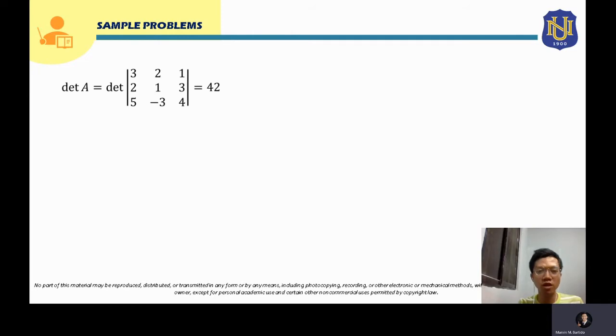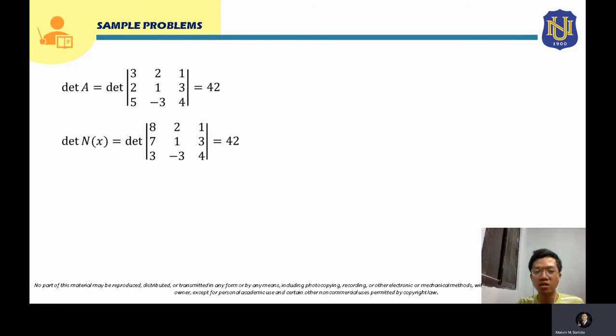So for the determinant of A, we just have to solve for the determinant of coefficient matrix A. So this is our coefficient matrix A. Solving this using the basket method, we can use the basket method since this is a 3 by 3 matrix. So it will give you 42. So you can solve this using the basket method. So that will be the determinant of A.